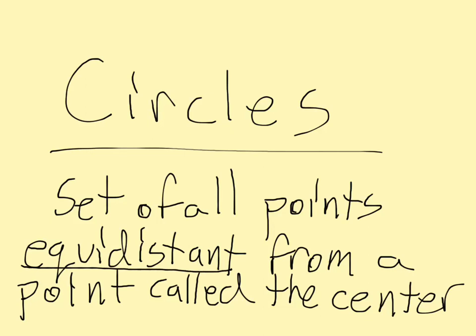So if I have a point called the center, then the set of all points that are the same distance around it is called a circle. And that center point is called the center. Now this is only for a plane, so 2 dimensions only. We're not talking about 3 dimensions. If we were in 3 dimensions, that would be the definition of a sphere. So let's take a look at a circle.